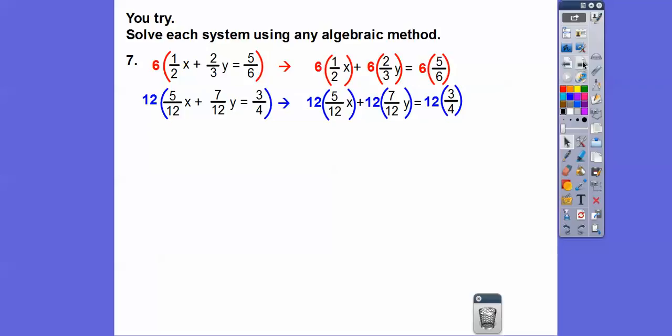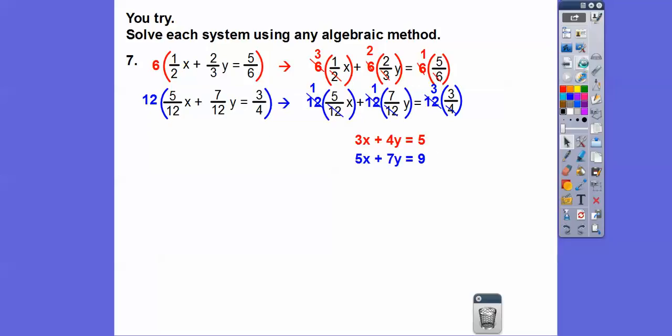Let's do the top first, you guys. So the 2 goes into 6 3 times. 3 times 1x is 3x. 3 goes into 6 twice. 2 times 2y is 4y, and then that cancels as 5. Same thing with this. The 12s cancel. 4 goes into 12 3 times. 3 times 3 is 9. Okay, now here's the system that we're going to use right there.